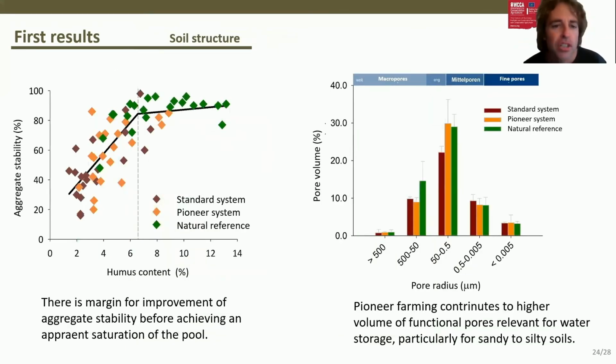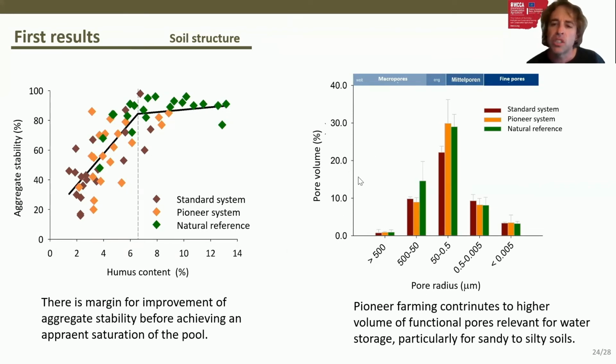Concerning some structural functions of soil organic carbon, here you can clearly see that soil organic carbon or humus content is tightly related to aggregate stability up to a certain point where you can see that there's also a saturation, but most of the agricultural systems are still pretty far away from this saturation of humus bound aggregate stability.